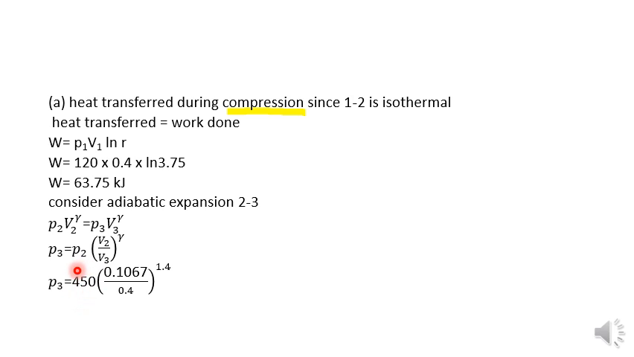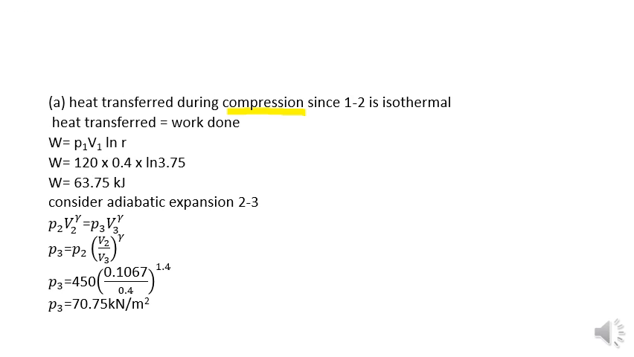P2 is given as 450, and V3 is equal to V1. V2 we already got in the first part. So 0.1067 divided by 0.4, whole power 1.4, the adiabatic index value being 1.4. We get the P3 value in kilonewton per meter square, because we take the 450 in kilonewton per meter square. So P3 is equal to 70.75 kilonewton per meter square.